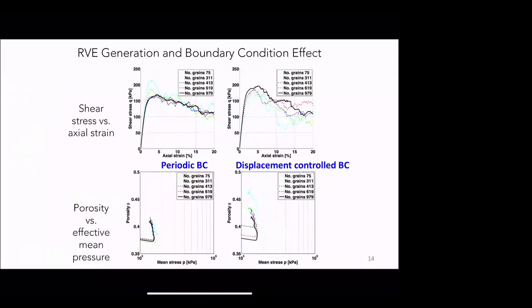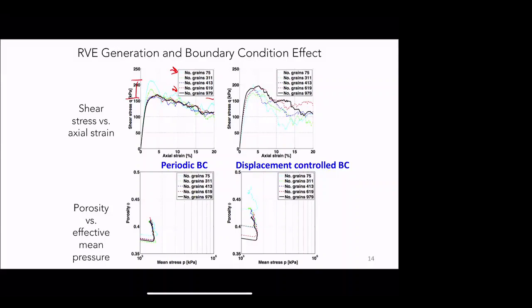Another effect is also coming from the Hill-Mandel effect, and this is also important when we don't have enough particles. Okay, we can see here, we do a numerical experiment from having 75 particles to a little bit less than 1,000 particles. The more particles we have, the less scale of fluctuations you can observe, both in the shear stress case for the periodic boundary conditions, and also in the displacement control boundary conditions.